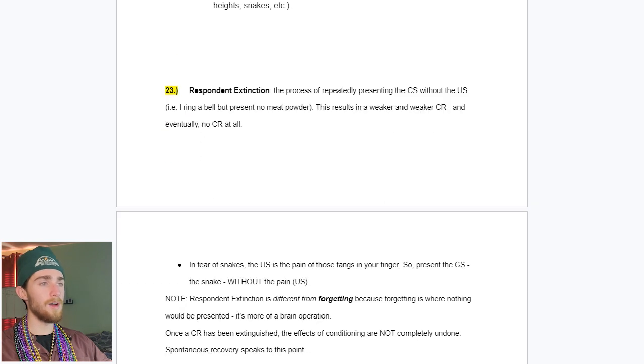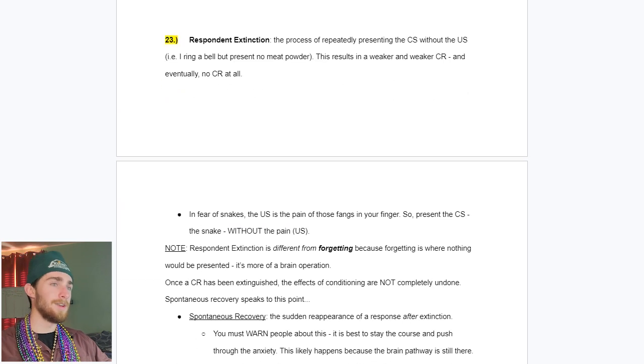With all that out of the way, let's talk about respondent extinction. Respondent extinction is the process of repeatedly presenting the conditioned stimulus without the unconditioned stimulus. So the example here would be ringing a bell but not presenting meat powder. This results in weaker and weaker conditioned responses until eventually we get no response at all.